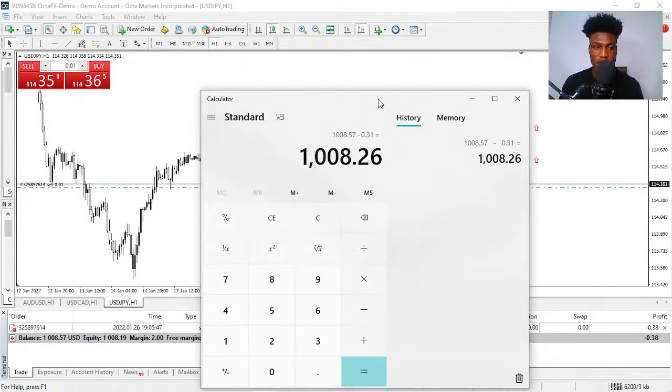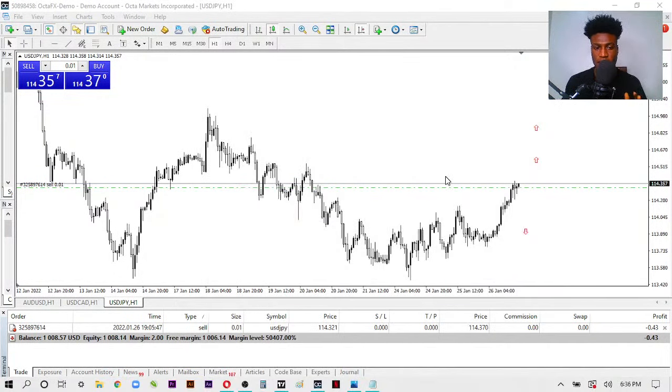So you see why the equity was $1,008.26. Now the equity is lower because I'm down 39 cents right now. If I was in profit, the equity is going to be the balance plus the profit. So the equity just tells you the total amount you're going to have in your account if you close all your positions right now.